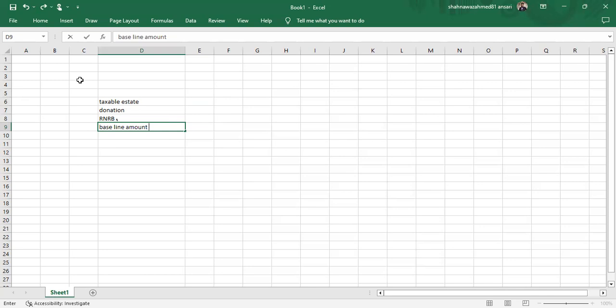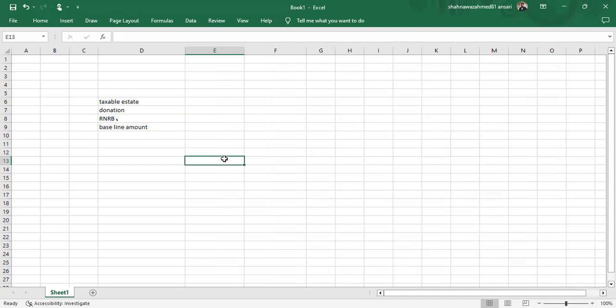Now, what is the rule? We have to find out what the 10% value of the baseline amount is. If your donation is more than that, you will get the relief. Otherwise, your relief will not be available. So first of all, let's prepare the taxable estate value before charity and after charity. So this is before additional charity, and after additional charity.